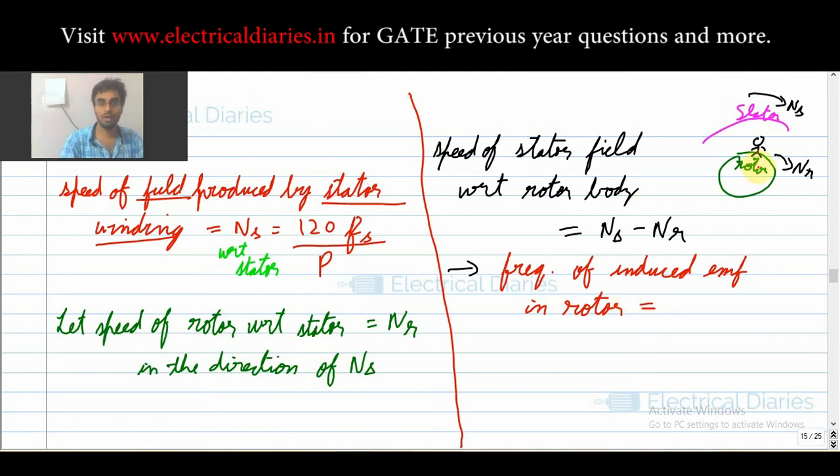Your rotor conductors are what? Squirrel cage. These are all closed conductors, having a closed path, and these conductors are facing a field which is moving with the speed Ns minus Nr with respect to themselves. So there is a relative motion between the conductor and the stator field. That's how EMF will be induced in the rotor. Simple concept.